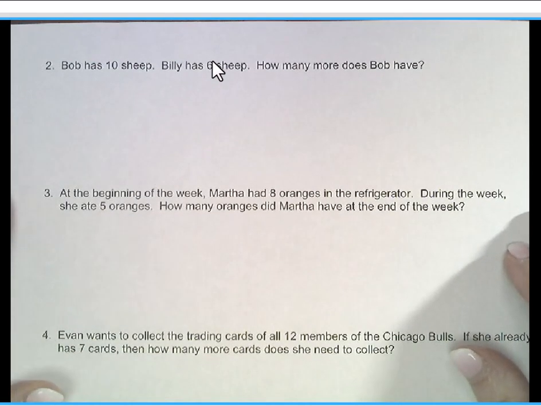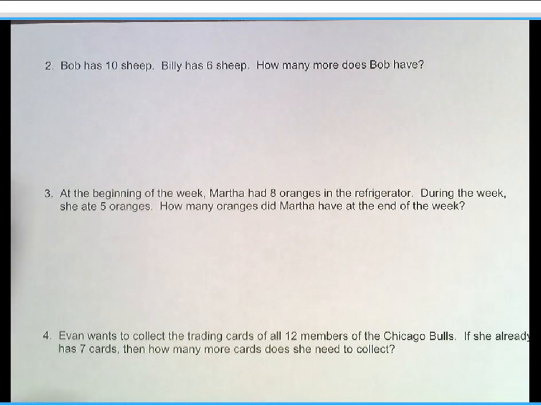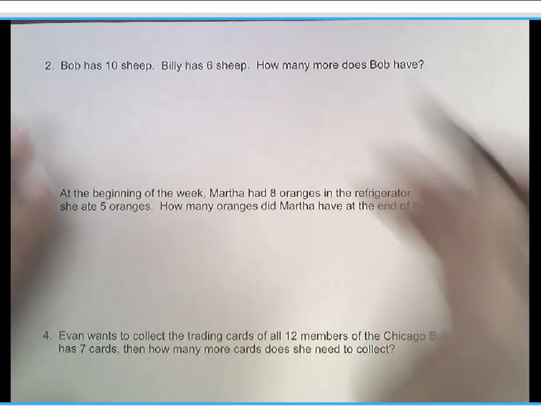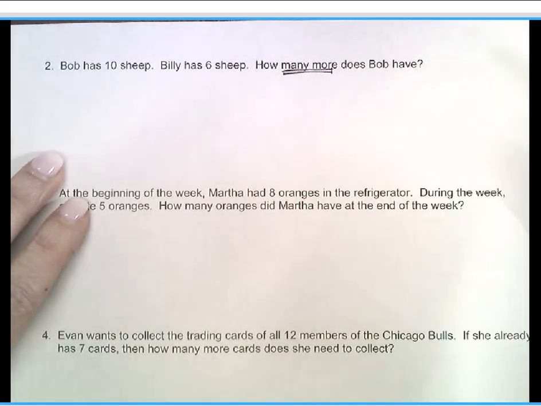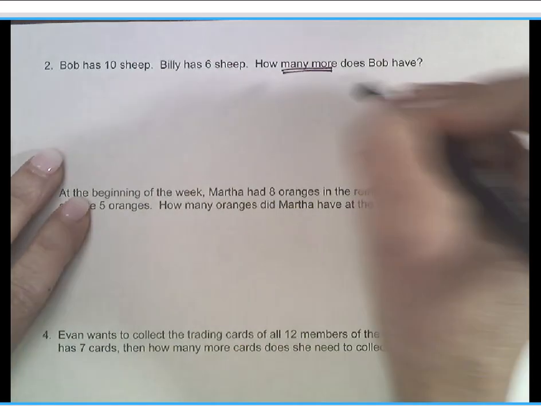Bob has 10 sheep, Billy has 6. How many more does Bob have? When it says that, where you're comparing Bob to Billy, that's a comparison problem.